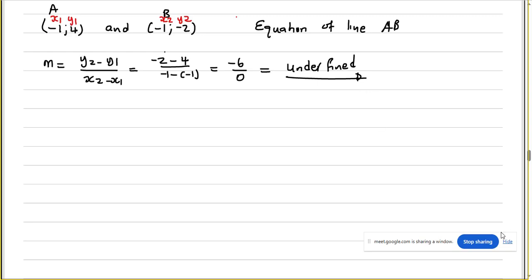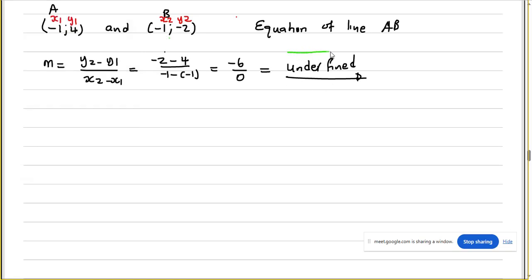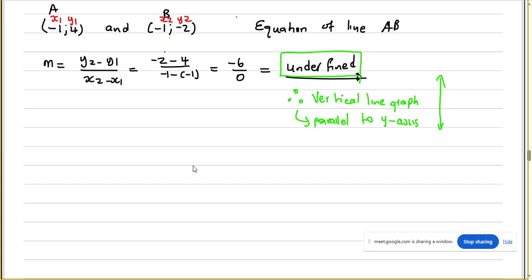Listen, if you try to calculate the gradient and you find that your gradient is undefined, this means that the graph is a vertical line graph. The graph will be a vertical line, meaning it is just vertical, parallel to the y-axis. Let's try and plot that graph.